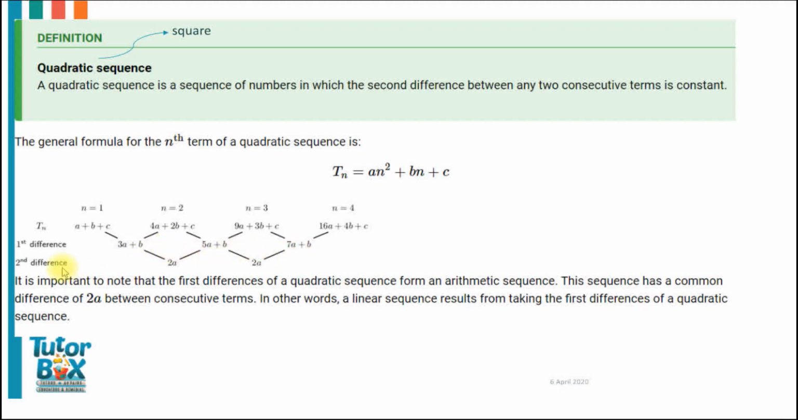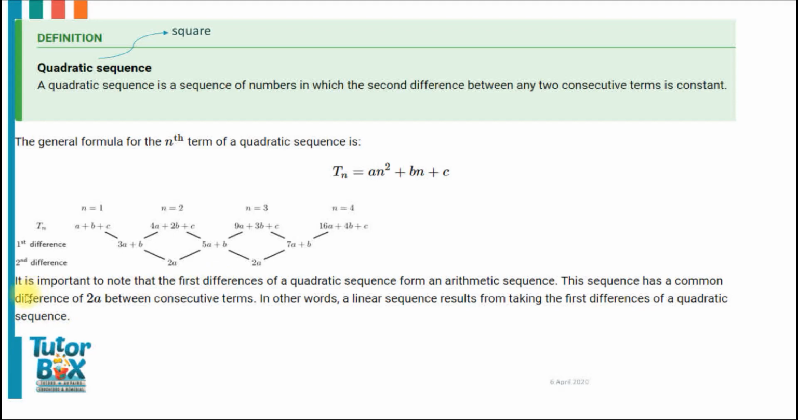And now we want to check the second difference, whether it's constant or not. So do the same thing with 5a + b minus 3a + b. 5a minus 3a, I get 2a, and b minus b, I get 0. And then I do the same thing here. You notice that these are the same, so that means it's constant.